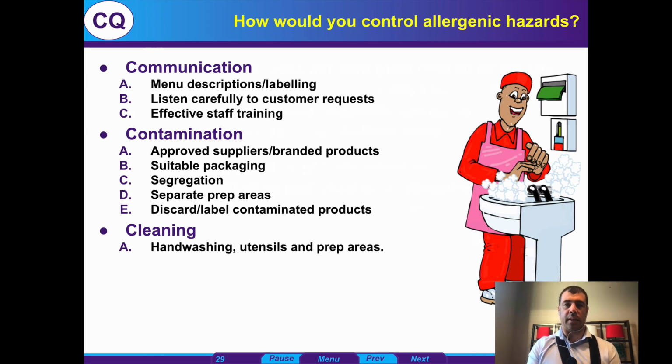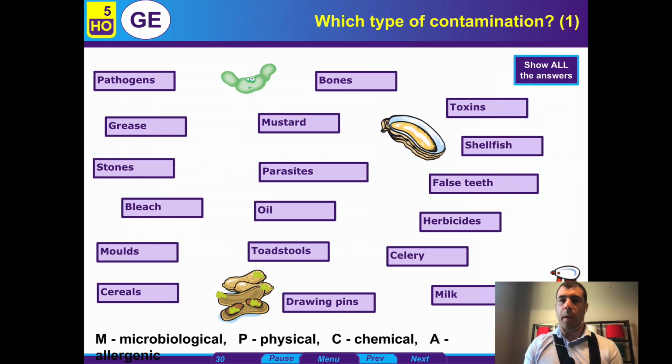Really, really important. So which type of contamination is which? M is going to be microbiological, P is going to be physical, C is going to be chemical, and I is going to be allergenic. So pathogen is microbiological. I'll let you think about that for a second.